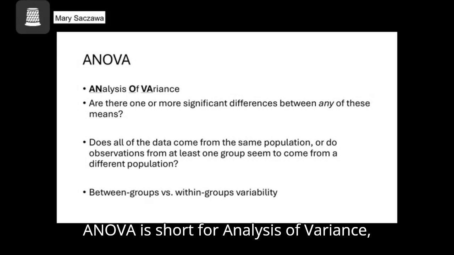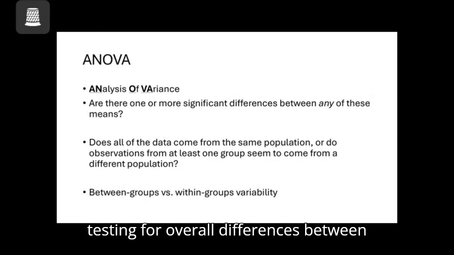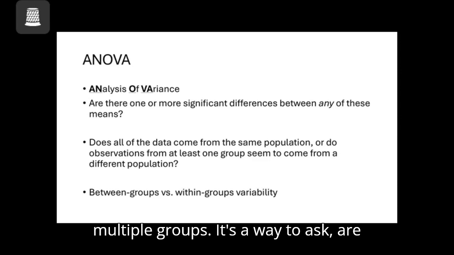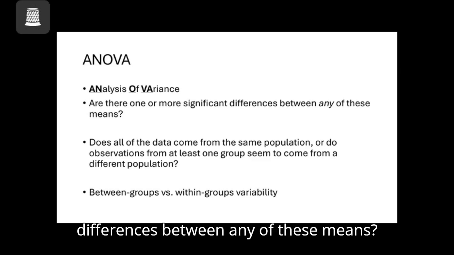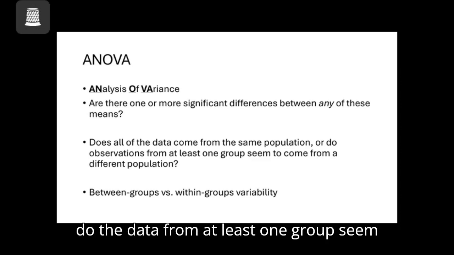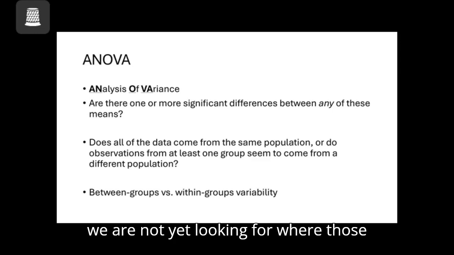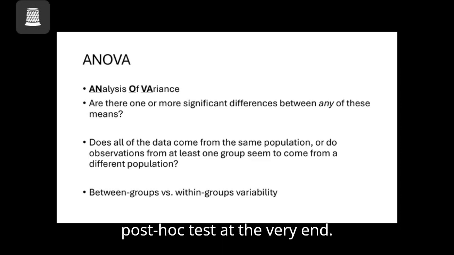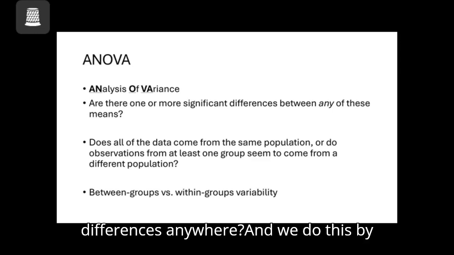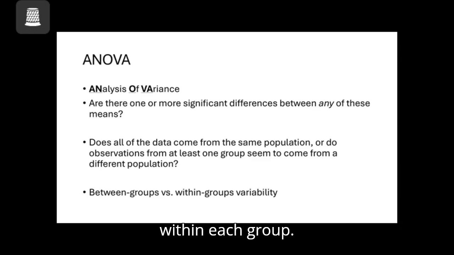ANOVA is short for analysis of variance, but we'll get into what that means in a minute. ANOVAs are basically a way of testing for overall differences between multiple groups. It's a way to ask, are there one or more significant differences between any of these means? In other words, do all of these observations or scores come from the exact same population? Or do the data from at least one group seem to come from a different population? No, we are not yet looking for where those differences might be. That's coming in the post-hoc test at the very end. But we start out by asking, are there differences anywhere? And we do this by comparing the variability between the groups versus the variability within each group.